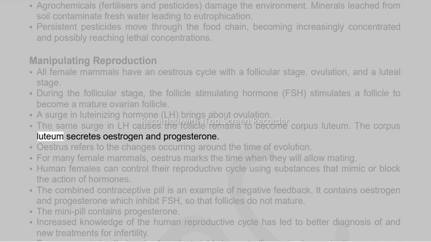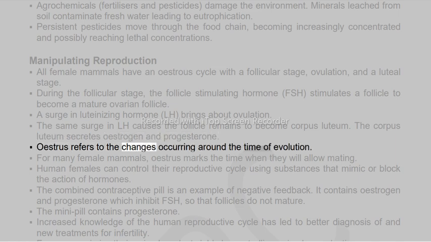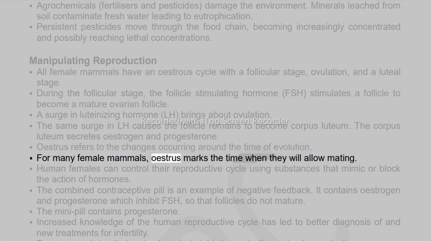The same surge in LH causes the follicle remains to become the corpus luteum. The corpus luteum secretes estrogen and progesterone. Estrus refers to the changes occurring around the time of ovulation. For many female mammals, estrus marks the time when they will allow mating.